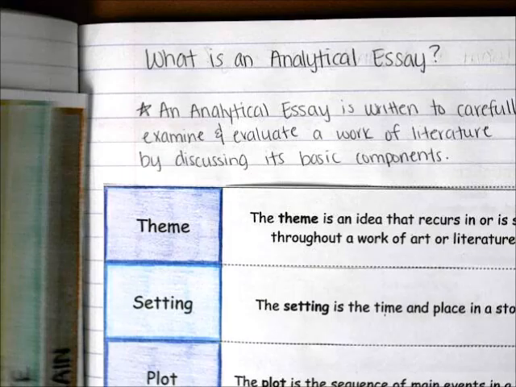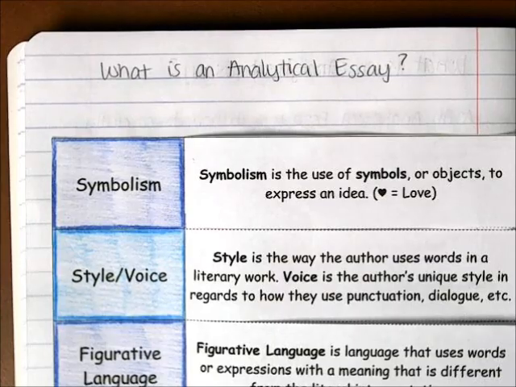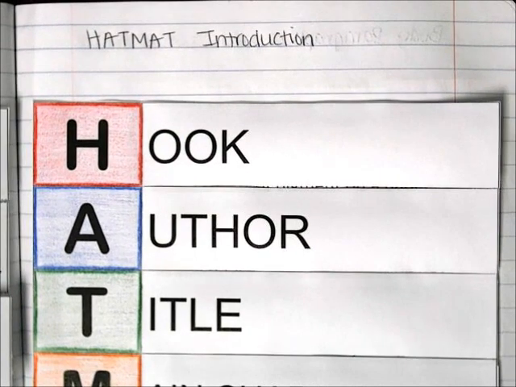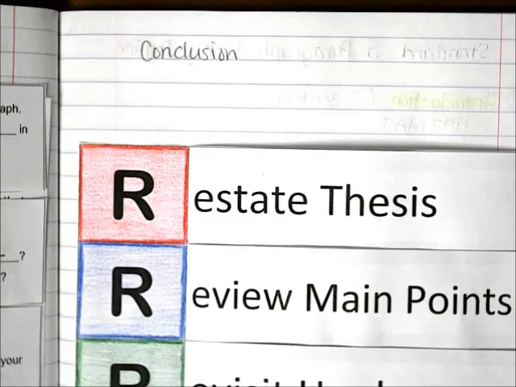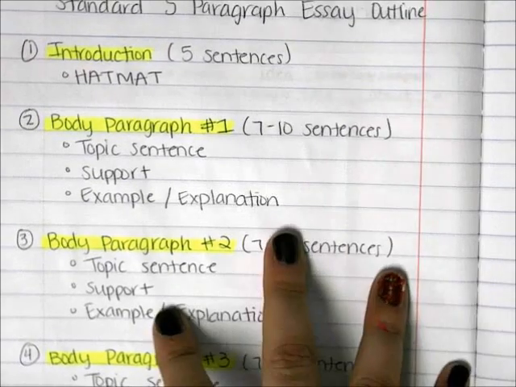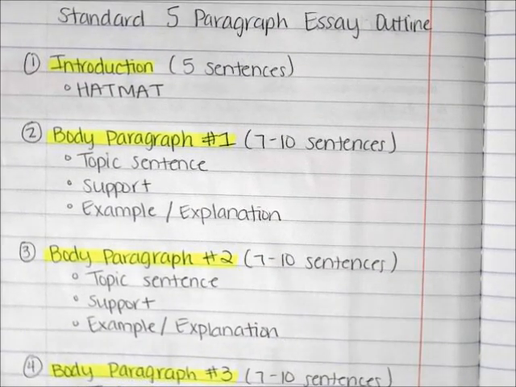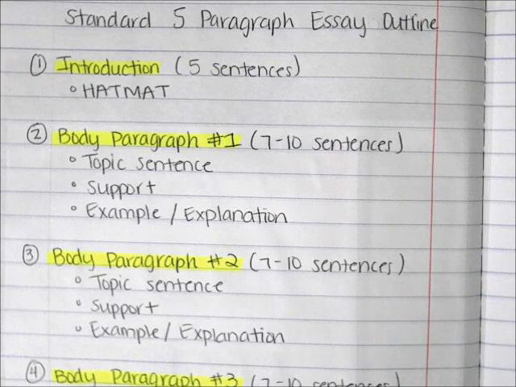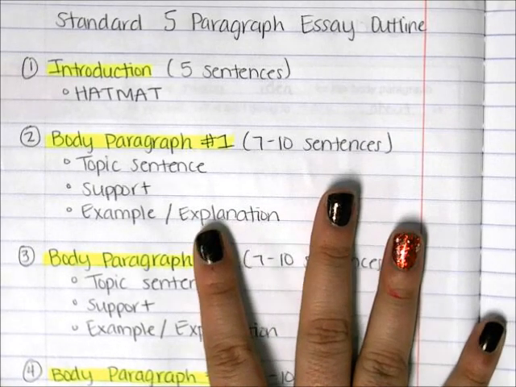Okay, so really quick, you have your table of contents, so you should have written that in. You have your race strategy study guide, what is an analytical essay, second page of what is an analytical essay. Then you have your hat mat introduction, followed by your body paragraph, followed by your conclusion paragraph, and then finally the standard 5-paragraph essay outline. So again, if you needed to revisit something that went by too quickly, I know this video is pretty short and sweet, just go ahead and go back to the part that you need and rewatch it and make sure you're pausing so you can take notes.